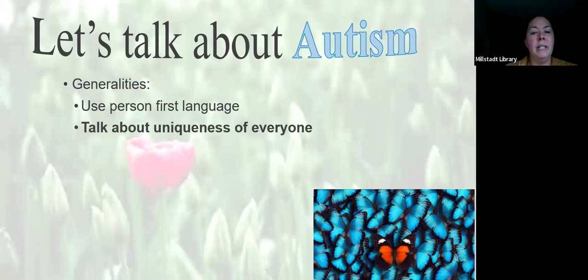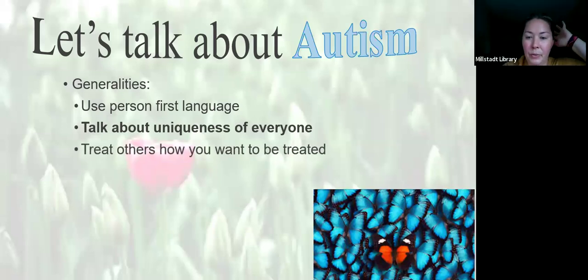Talking about the uniqueness of everyone. I have this in bold because it can't be stated enough how different each of us are in our likes and dislikes and our ways of doing things, personalities, and perspectives. So just because someone has a diagnosis of autism doesn't make them have any less of these different personalities.